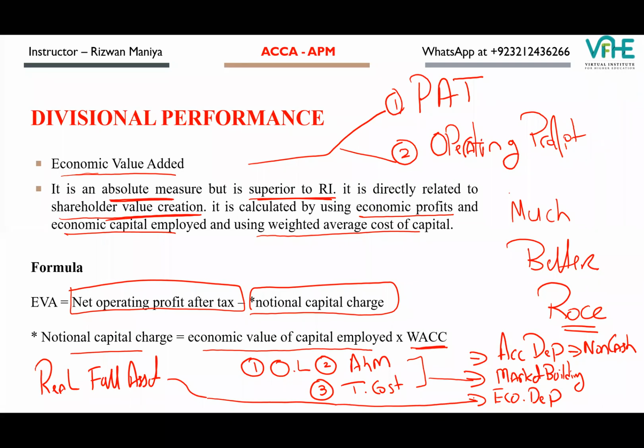But economic depreciation is a real fall in the value of asset. It's a genuine fall in the value of assets. So economic depreciation should be deducted. So in short, EVA says that accrual-based rules should not be followed, that is the accounting depreciation, whereas the real fall in the value should be accounted for, which is known as your economic depreciation. So my friends, let's check the scenario and apply it, and see whether we are given profit after tax or the operating profit.